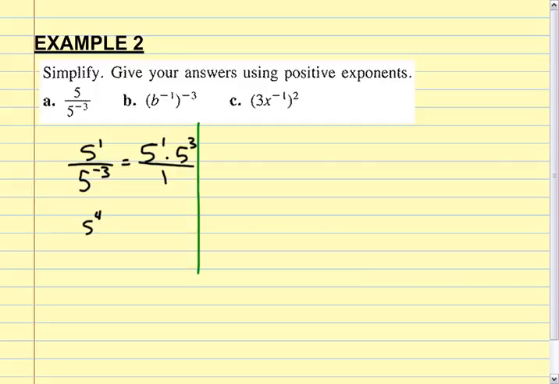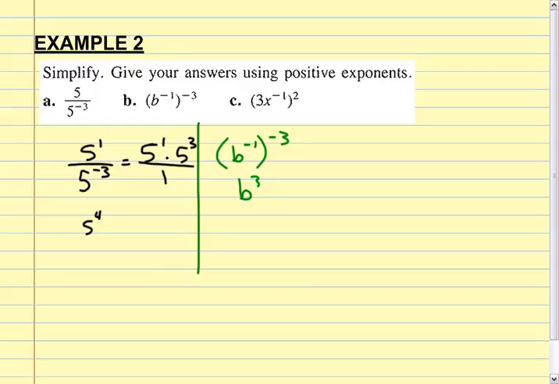Now, I'll do B in a different color. Okay? This says, in parentheses, B to the negative 1, to the negative third. Okay? Clay, tell me, what do I do with exponents that are separated by parentheses? You have to multiply the exponent. I do. Distribute. Okay? So what is negative 3 times negative 1? Positive 3. That's it.